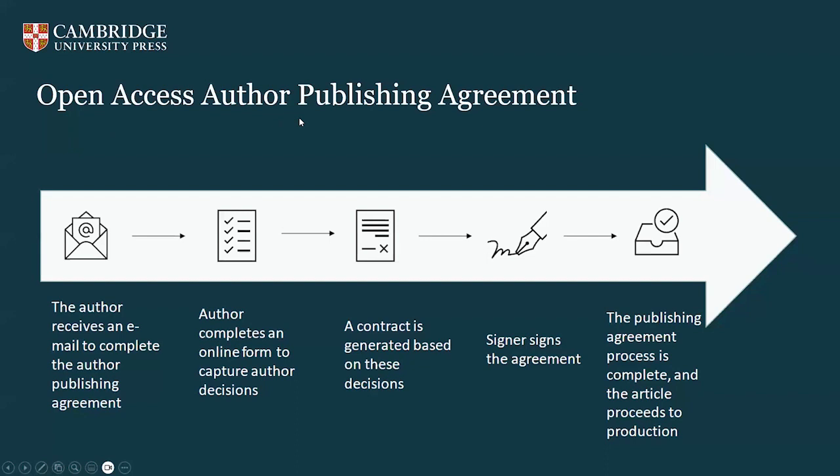And then you go to the open access publishing agreement. The author will receive an email to complete the author publishing agreement, and also complete an online form to capture author decisions, like what we said, which kind of format you want published. You just tick those boxes. And then the contract is generated based on those decisions. And then the signer signs the agreement it will send to you. The signing will be like an online assignment. And the publishing agreement process is complete, and the article proceeds to production.